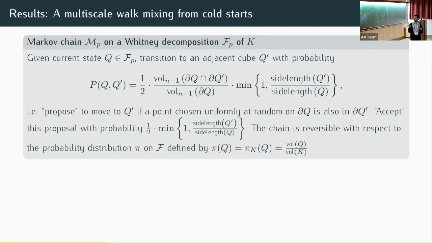In the end, the transition probability looks a little bit like this. That expression is not so important. The point is that the chain itself is also not so complicated. Once you have the decomposition, this is the natural chain, or one of the most natural chains.